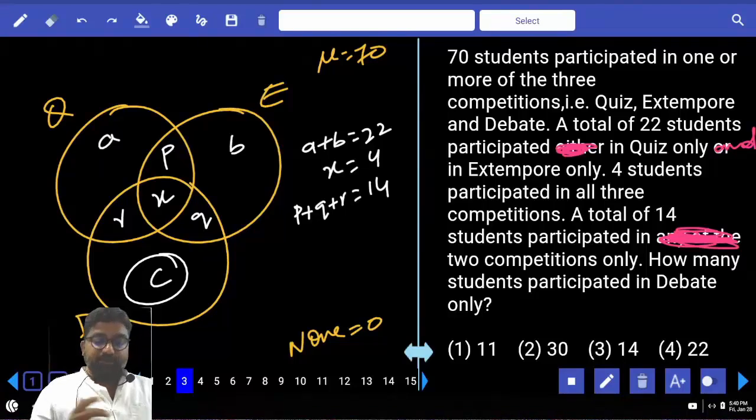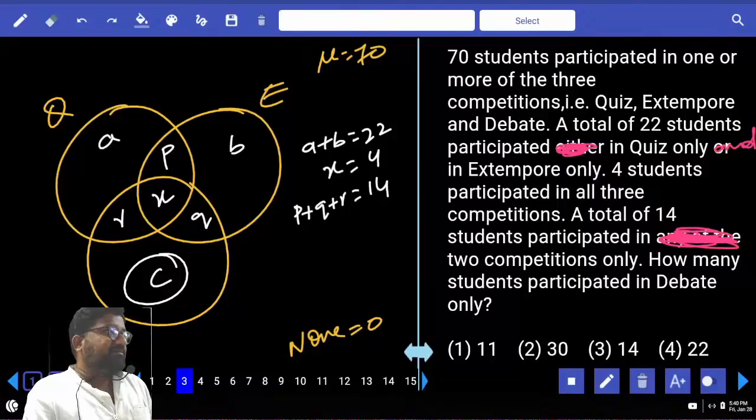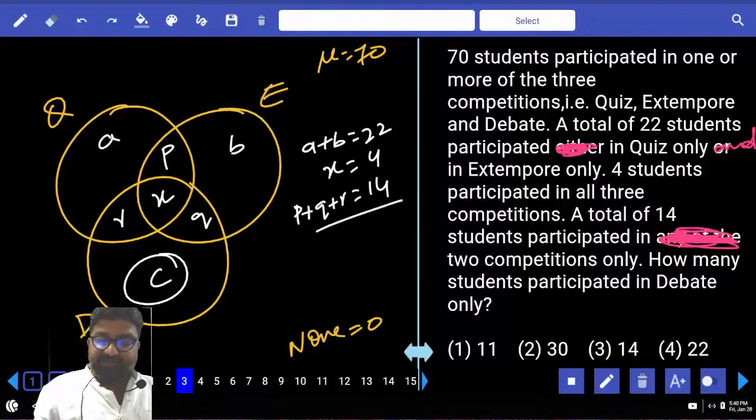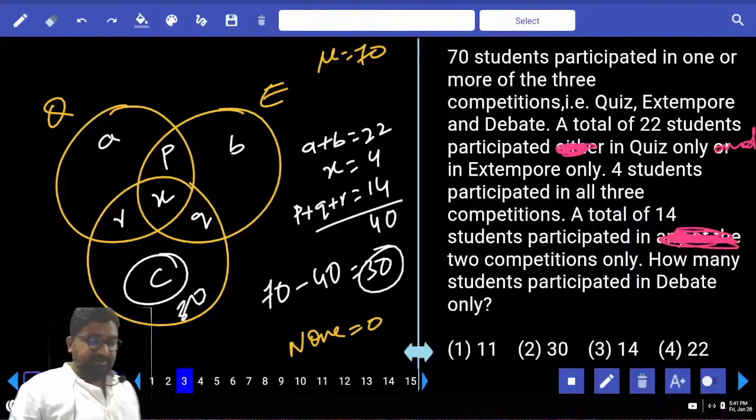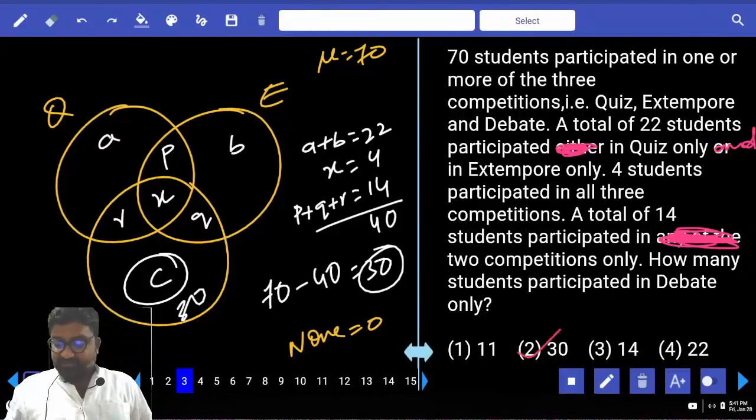Okay na? Mu is equal to A plus B plus C, P plus Q plus R plus X. So if I add all the 3, what will I get? 40. So 70 minus 40 is equal to how much? 30. So how many participated in only C, in only debate? 30. Which option is my answer? Second option. Understood everyone? Yes or no?